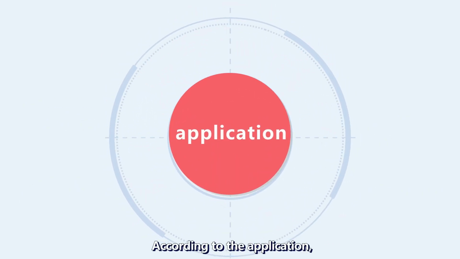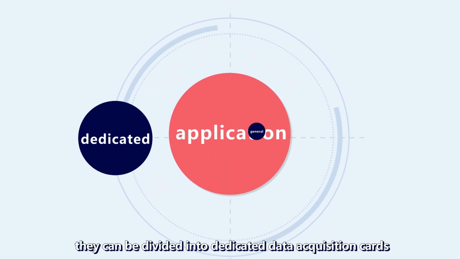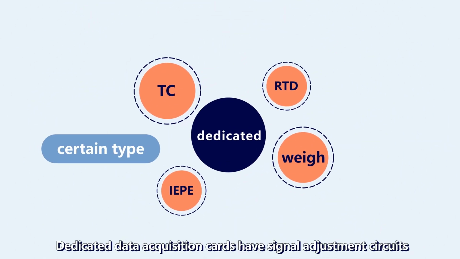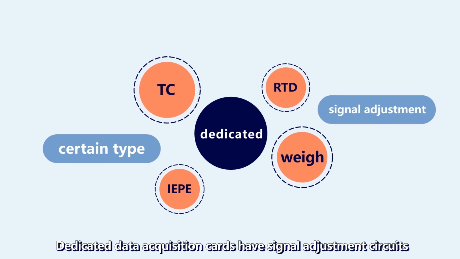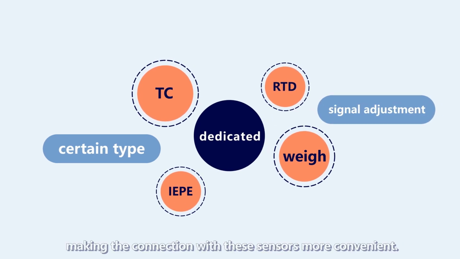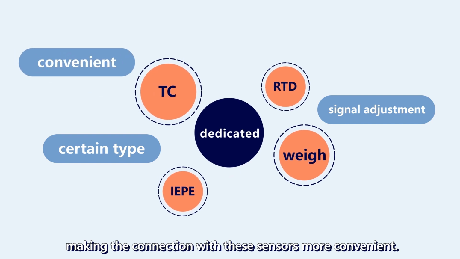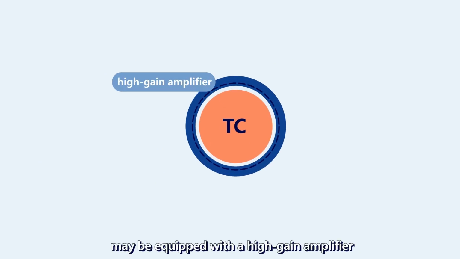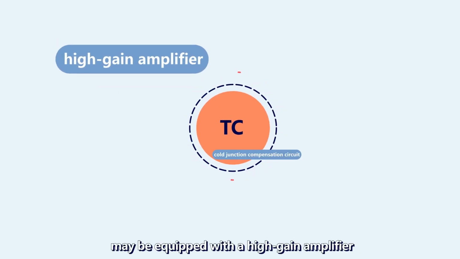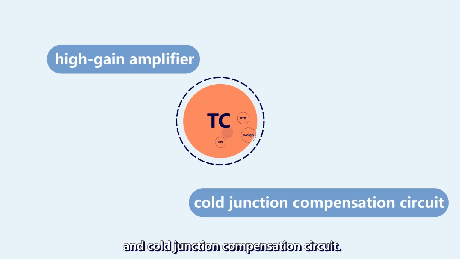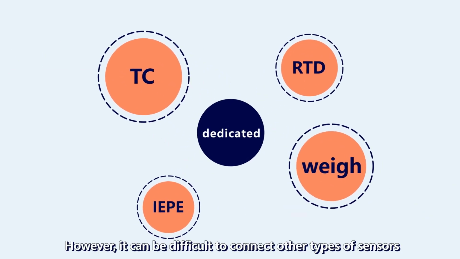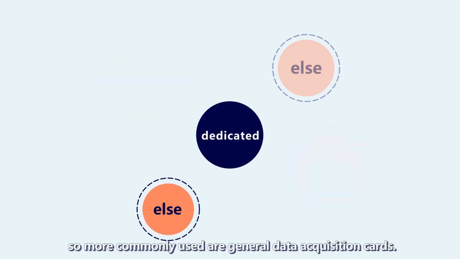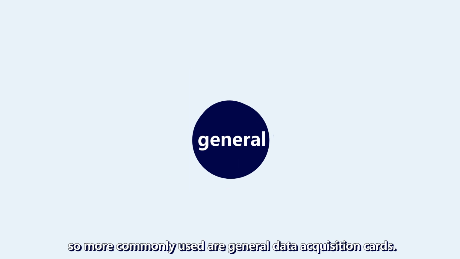According to the application, they can be divided into dedicated data acquisition cards and general data acquisition cards. Dedicated data acquisition cards have signal adjustment circuits for a certain type of sensor, making the connection with these sensors more convenient. For example, a thermocouple-specific data acquisition device may be equipped with a high-gain amplifier and cold junction compensation circuit. However, it can be difficult to connect other types of sensors to a dedicated data acquisition card, so more commonly used are general data acquisition cards.